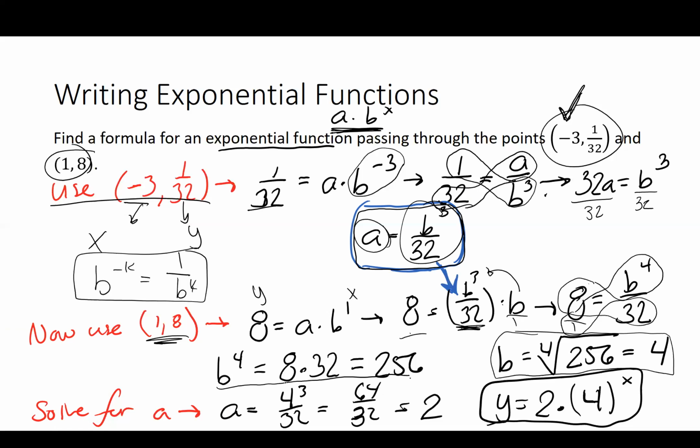Now, since b is equal to 4, I can use the b in this equation here to find a. So I just plug 4 in everywhere I see a b in this little equation. And I end up with 64 over 32 is equal to 2. So my final answer is 2 times 4 raised to the x power.